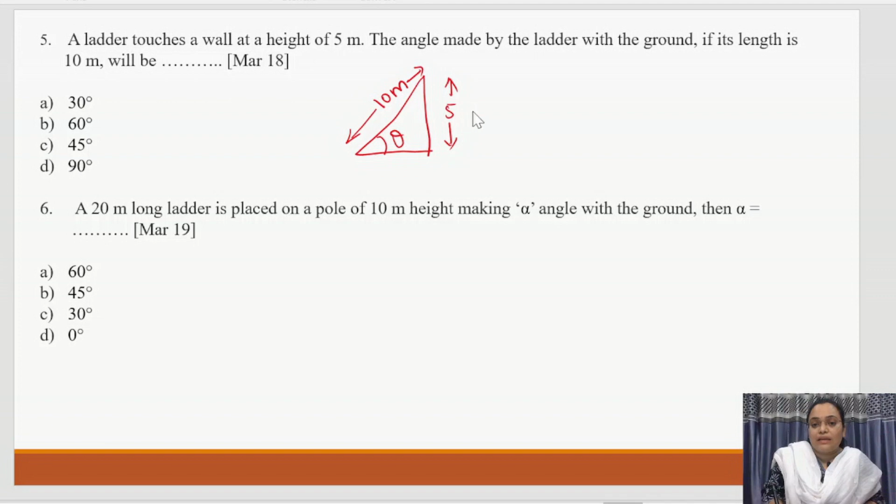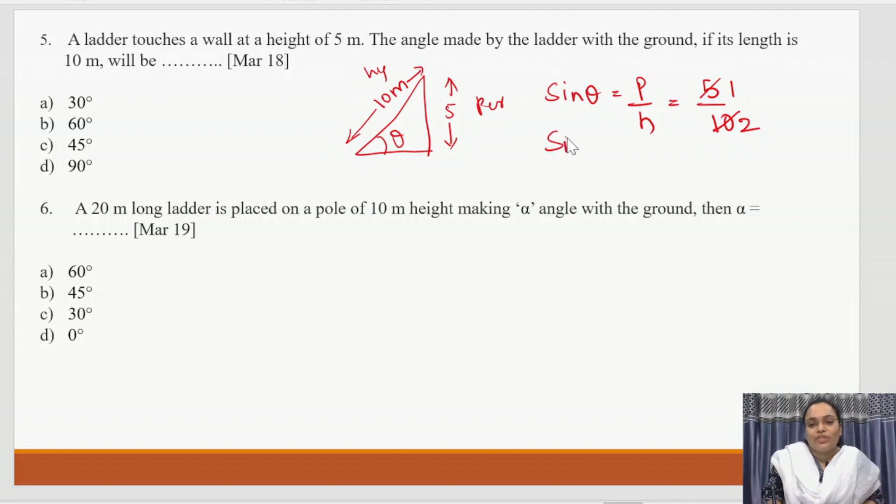According to this angle, this is the perpendicular and this is the hypotenuse. We can apply sin theta is equal to perpendicular by hypotenuse, which is 5 by 10. This is 1 and this is 2. So what is the value of 1 by 2 in terms of sine? Sin theta is equal to sin 30 degrees. So you will get theta is equal to 30 degrees. Theta value is 30. So, let us see the next one.